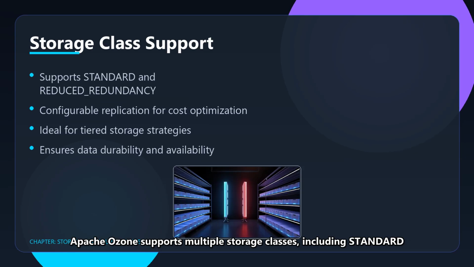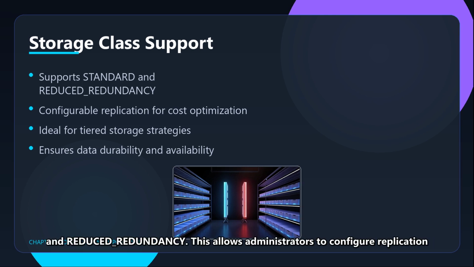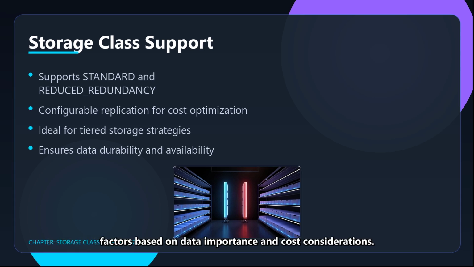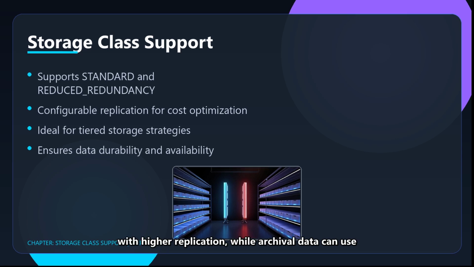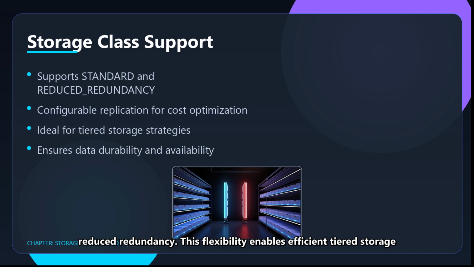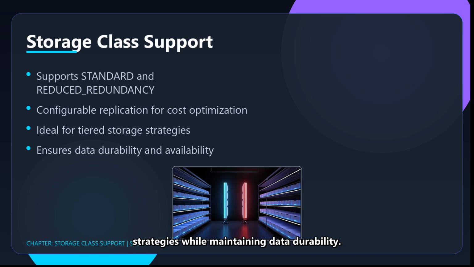Apache Ozone supports multiple storage classes, including standard and reduced redundancy. This allows administrators to configure replication factors based on data importance and cost considerations. For example, frequently accessed data can be stored with higher replication, while archival data can use reduced redundancy. This flexibility enables efficient tiered storage strategies while maintaining data durability.